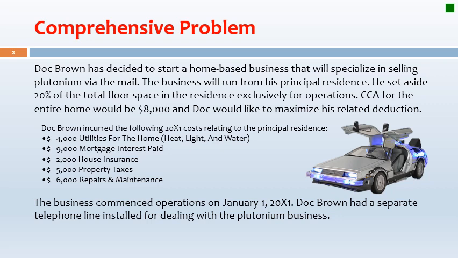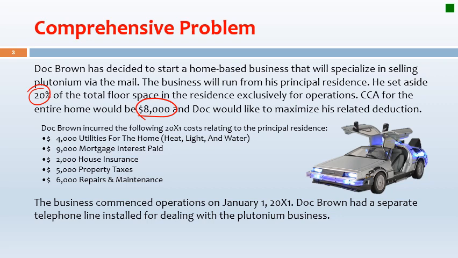So here we have Doc Brown deciding to start a home-based business that will specialize in selling plutonium via the mail. The business will run out of his principal residence, which just means the primary place that he lives. He sets aside 20% of the total floor space in the residence. This is just for his operations. The capital cost allowance for the entire home would be $8,000. We'll have to prorate that for the portion that he uses for the business. And he wants to maximize that specific deduction.